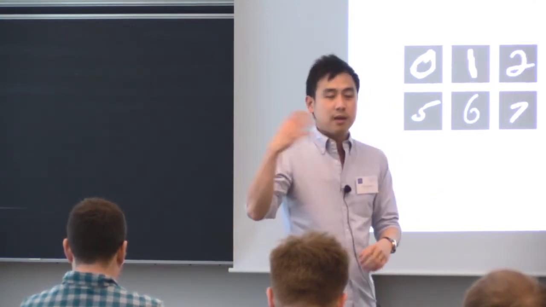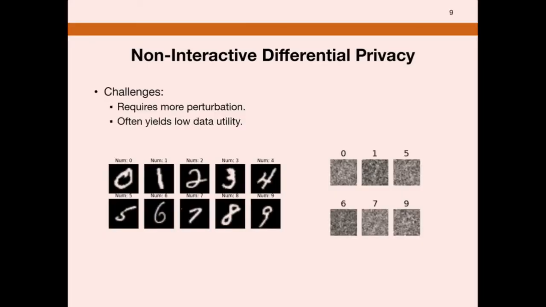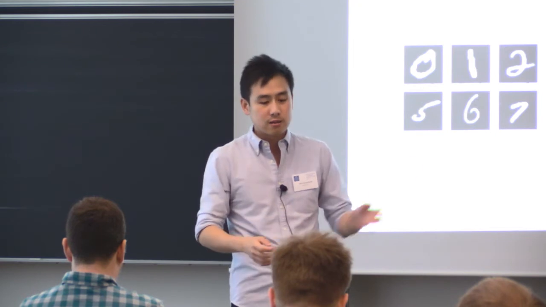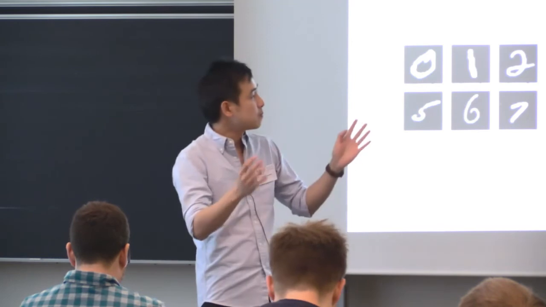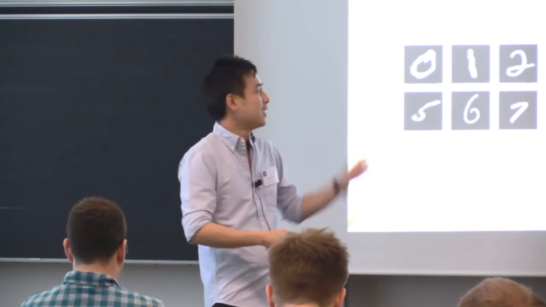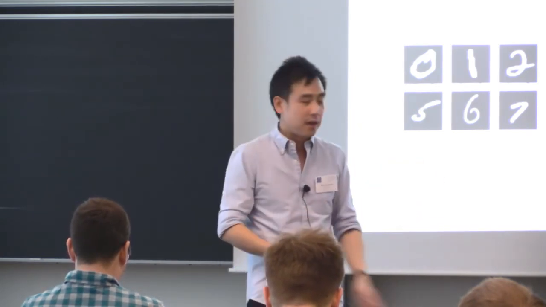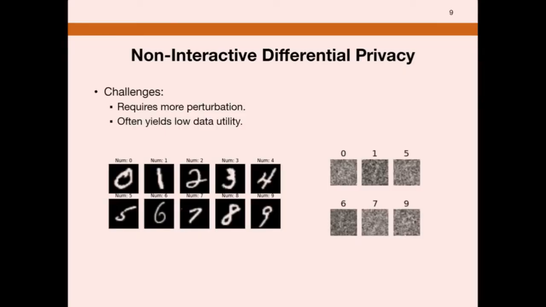However, despite all of its benefits, it has two main challenges, which are quite big. First, the non-interactive setting of differential privacy usually requires a lot more perturbation, which as a result yields a lot lower data utility, as I show here. Again, same data set. More often than not, when you synthesize data, you get something on the right, which are the digits. From far away, I can see the 5 and the 7, but not quite sure everyone would agree with me.